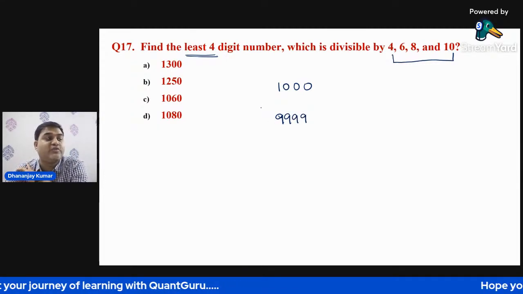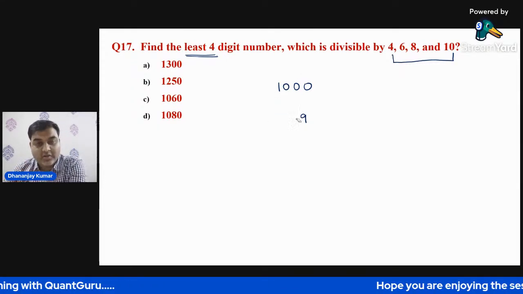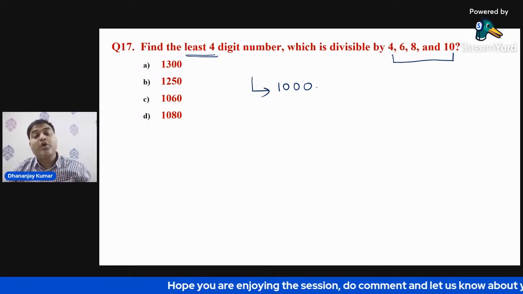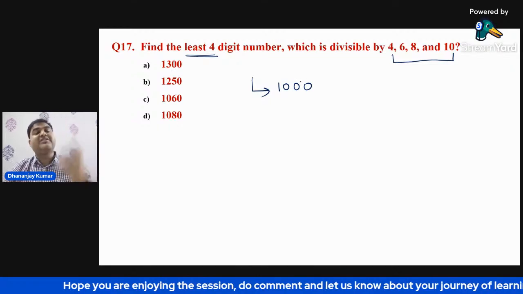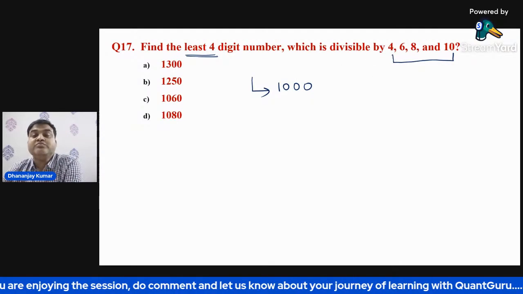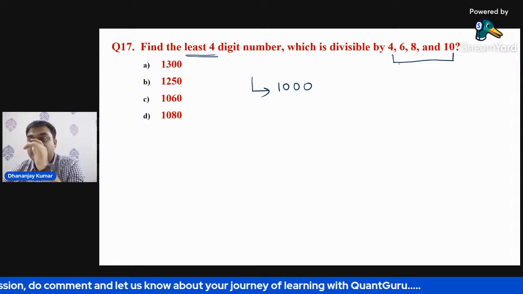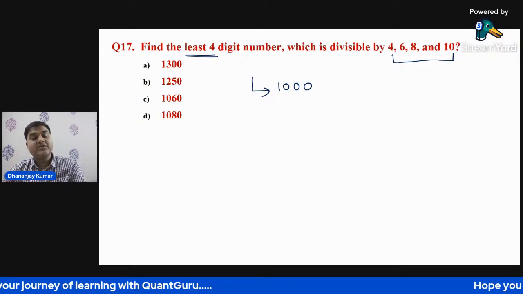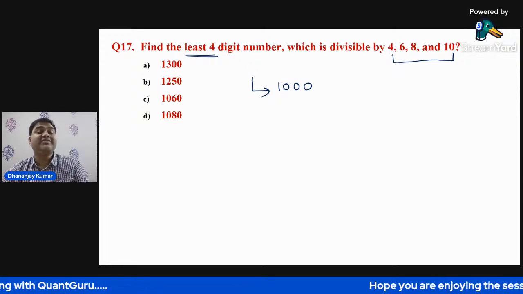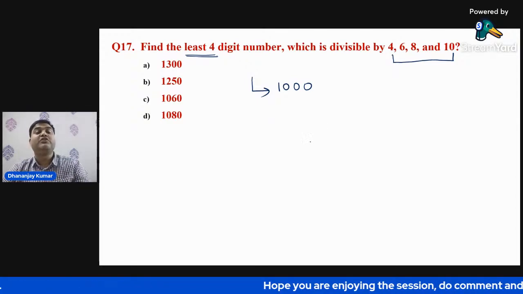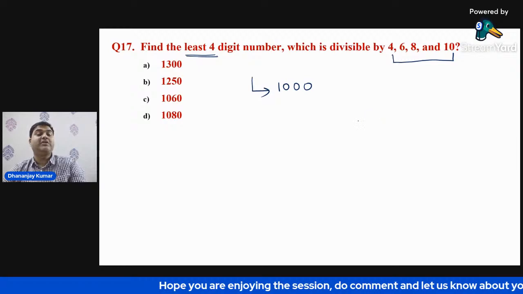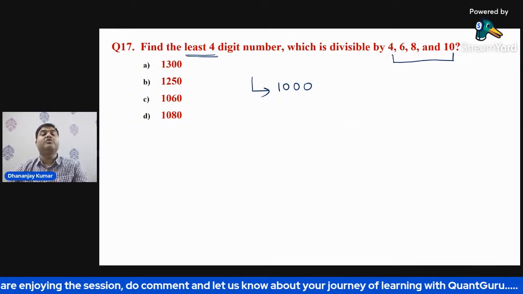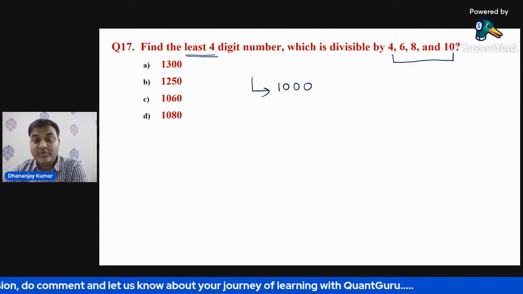wherein 9999 is the highest four digit number, right? Okay. Now we have to find the least four digit number, so it has to be either 1000 or more than 1000, which can be divided by 4, 6, 8, and 10. How to find? Now you find out which should be the least number of 4 digits. Another 30 seconds of time in front of you guys to give the answer of this question.